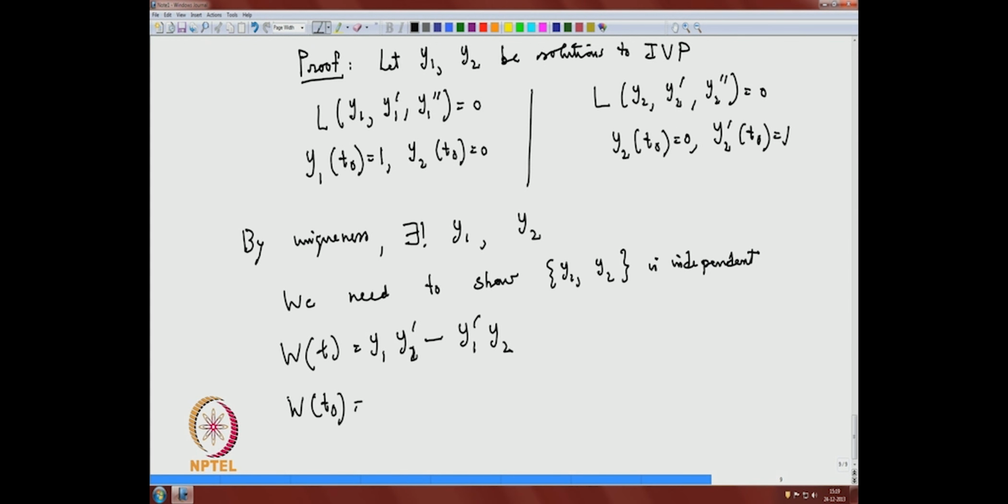W at t naught is equal to y1 at t naught, that is 1, y2 prime at t naught is equal to 1, and y1 prime at t naught is equal to 0, and y2 at t naught is equal to 0, so W at t naught is 1, not equal to 0. So that is trivial. So you have your two independent solutions which satisfy the equation.